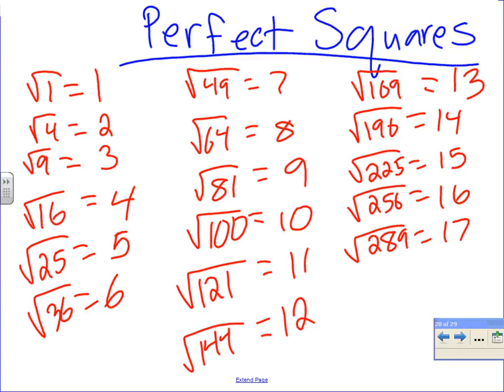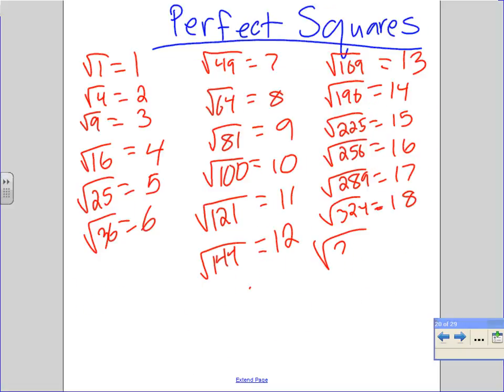Who knows what 18 is? Good. Square root of 324, which is 18. Yep. Square root of 361, which is 19. And square root of 400, which is 20.